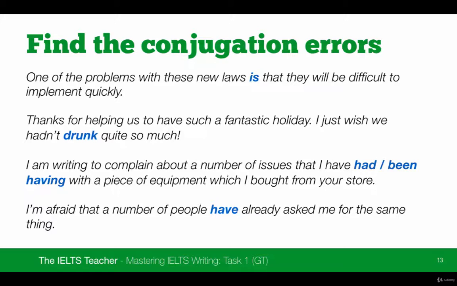So, first one: one of the problems with these new laws is that they will be difficult to implement quickly. This is an "is", not an "are", because we're dealing with a singular subject. Despite the fact you've got the words problems and laws, it's that "one of" that's the subject here. One of the problems is that. The rest just helps to define the subject in more detail, but the actual subject itself is singular.